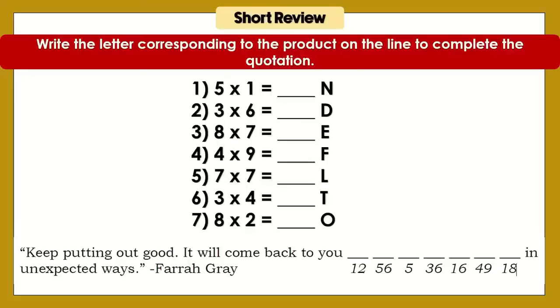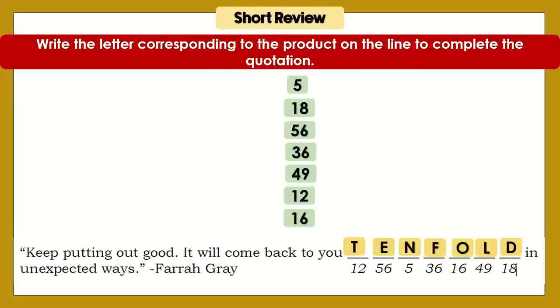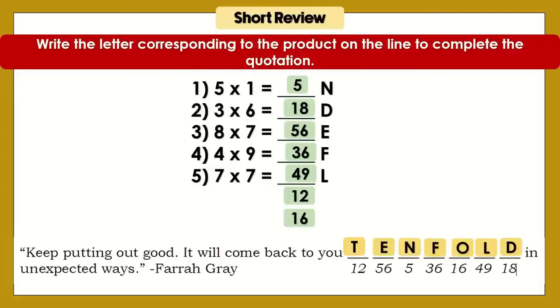Let us now check. For number 1, the correct answer is 5, 2, 18, 3, 56, 4, 36, 5, 49, 6, 12, number 7, 16. And the missing word is tenfold.